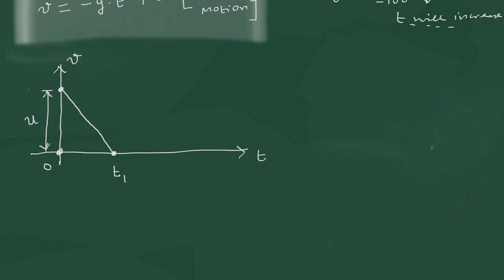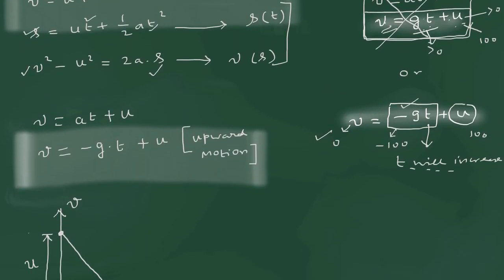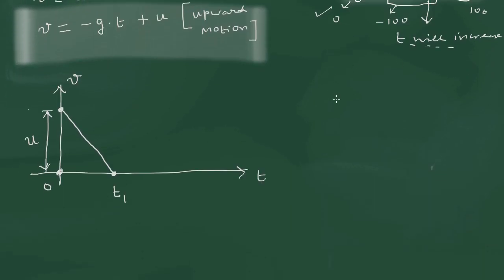That you should know here. Now since the final velocity should be equal to 0, in fact you should also know how to calculate this. We are going to use this equation. Which equation are we going to use? We are going to use v equal to u plus gt, that is equal to minus gt plus u, there, v equal to this.